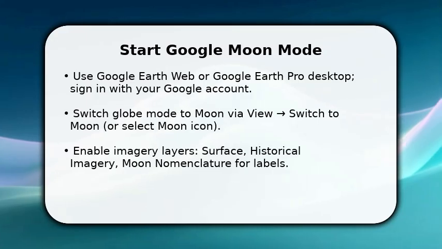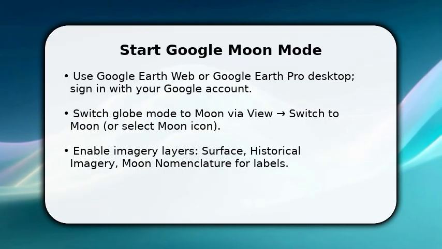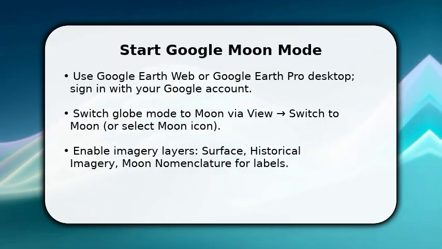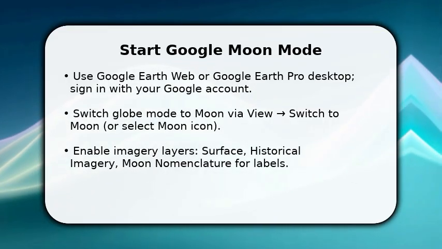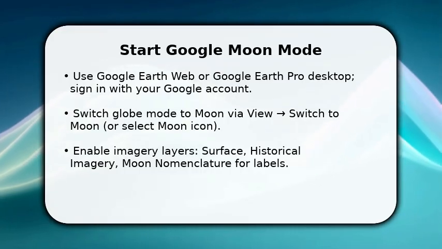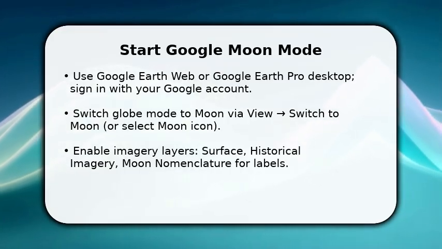Enjoy the video. You begin by opening Google Earth Web or Google Earth Pro and signing in so your places save. Once done, switch the globe to moon mode using View, right arrow, switch to moon, or the moon icon. This loads lunar imagery and databases.